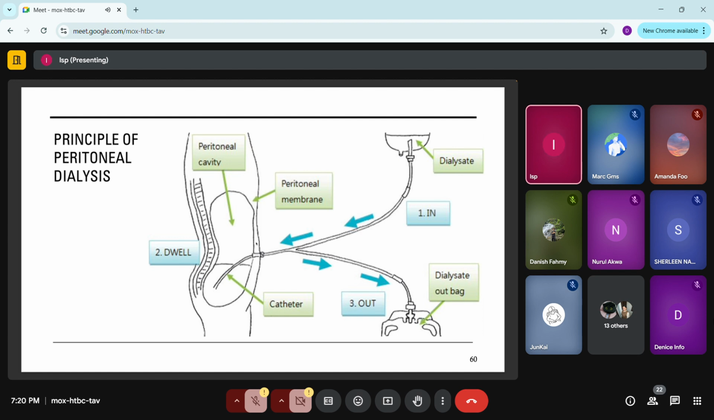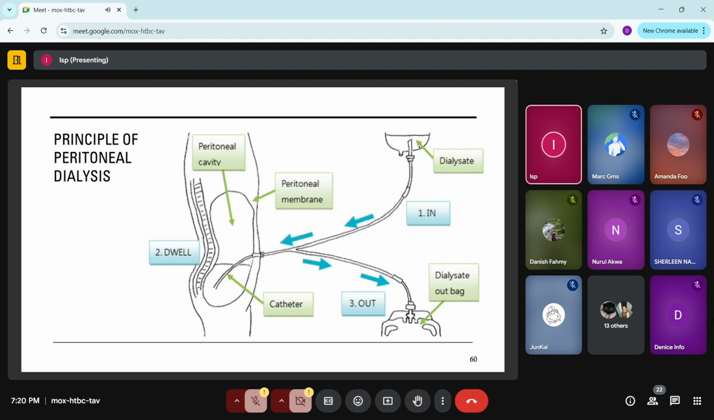So what we do in peritoneal dialysis is the dialysate will be pumped inside the peritoneal cavity. So imagine you have a peritoneal catheter placed inside the peritoneal membrane in your peritoneal cavity, sitting just next to your gut, next to your organs inside. Then every day, 5 times a day, you infuse a dialysate inside.